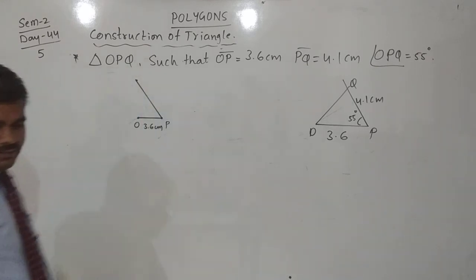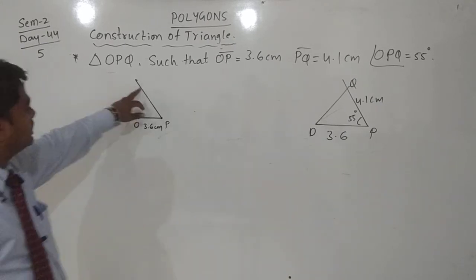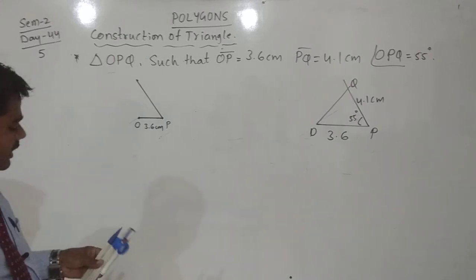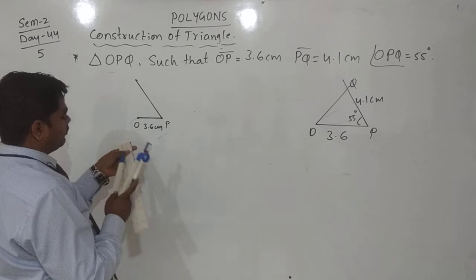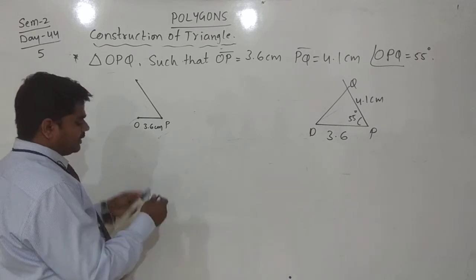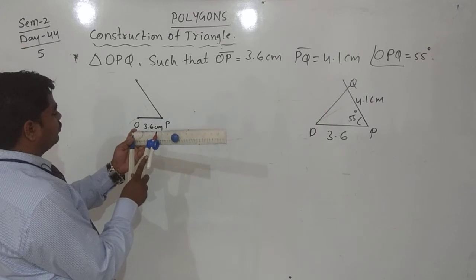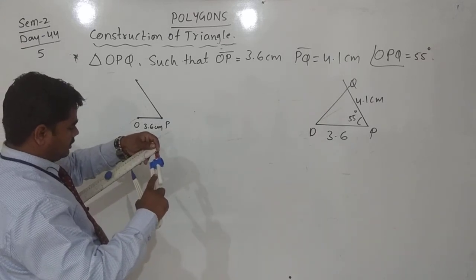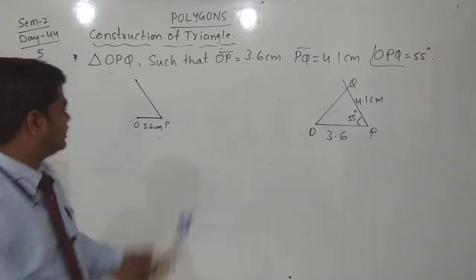Now take the compass and measure the distance. This is Q. Here Q is on line OP. Now it should be 4.1 centimeter. Yes, from 0 to 4.1. Yes, correct. It is 4.1 centimeter.